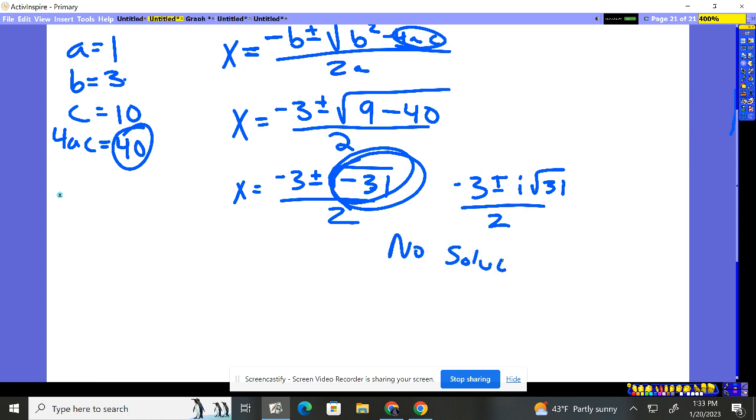So you can just say no solutions here because we got a negative underneath the square root. That discriminant value was negative. That tells us there are no solutions to the problem. They're imaginary solutions, but we're not going to worry about that at this point.